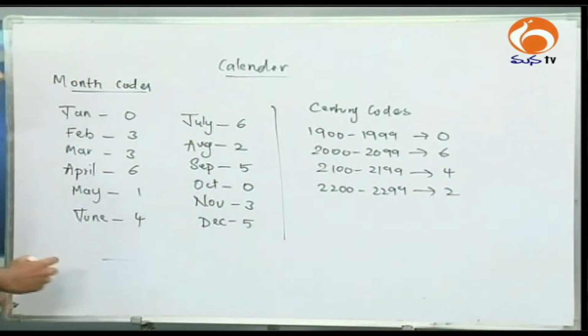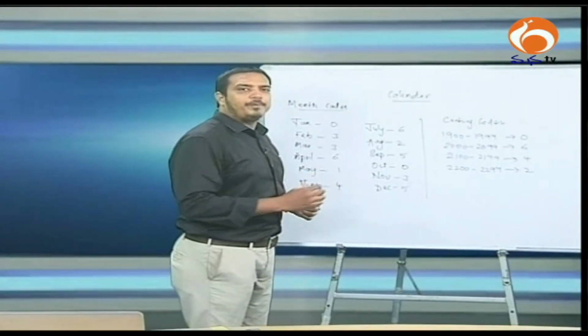I repeat this, 1900 to 1999 the code is 0, 2000 to 2099 the code is 6, 2100 to 2199 the code is 4, 2200 to 2299 the code is 2.